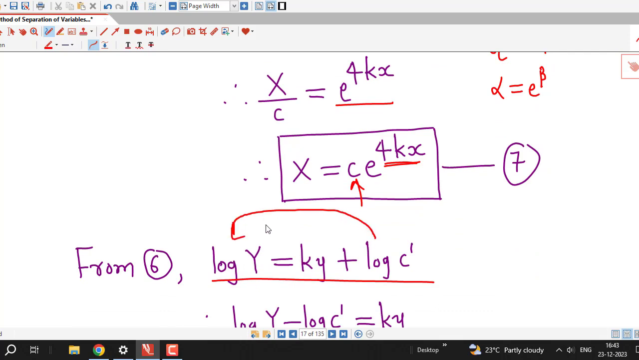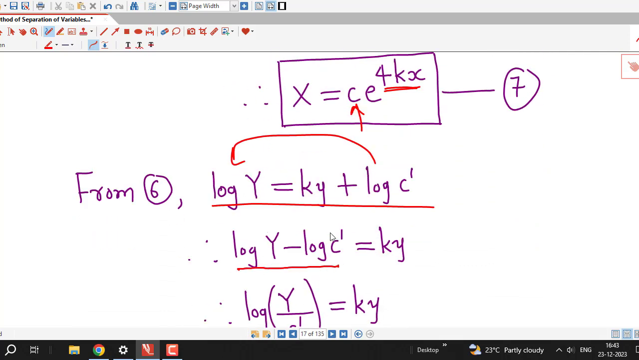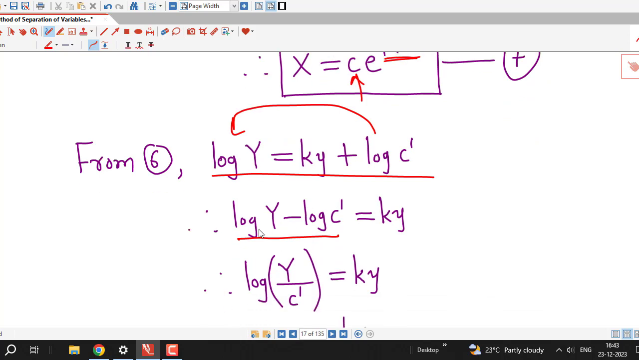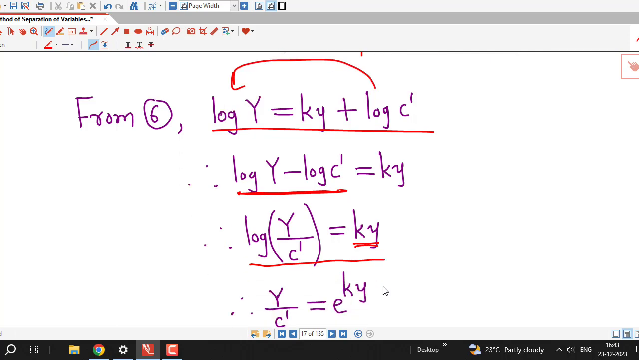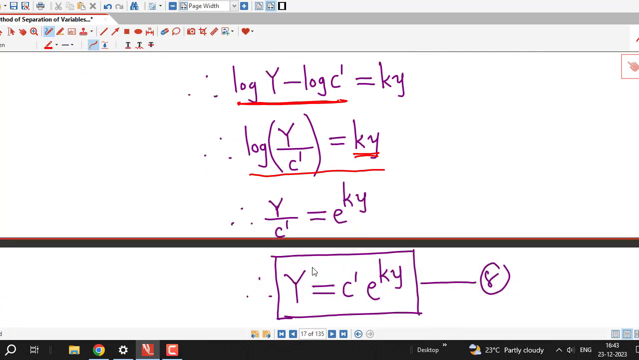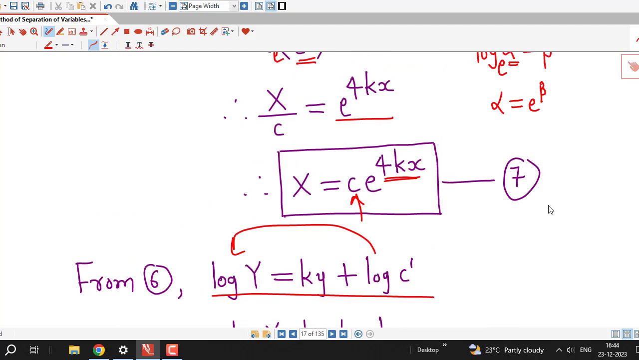Then we transfer this on the left hand side. Using the property of logarithm, we find that this can be written as log of y over c dash, and therefore y over c dash is e raised to ky, and hence capital Y is c dash times e raised to ky. And we recall that we started by assuming that the required function u is the product of functions capital X and Y, and we have obtained those two functions.